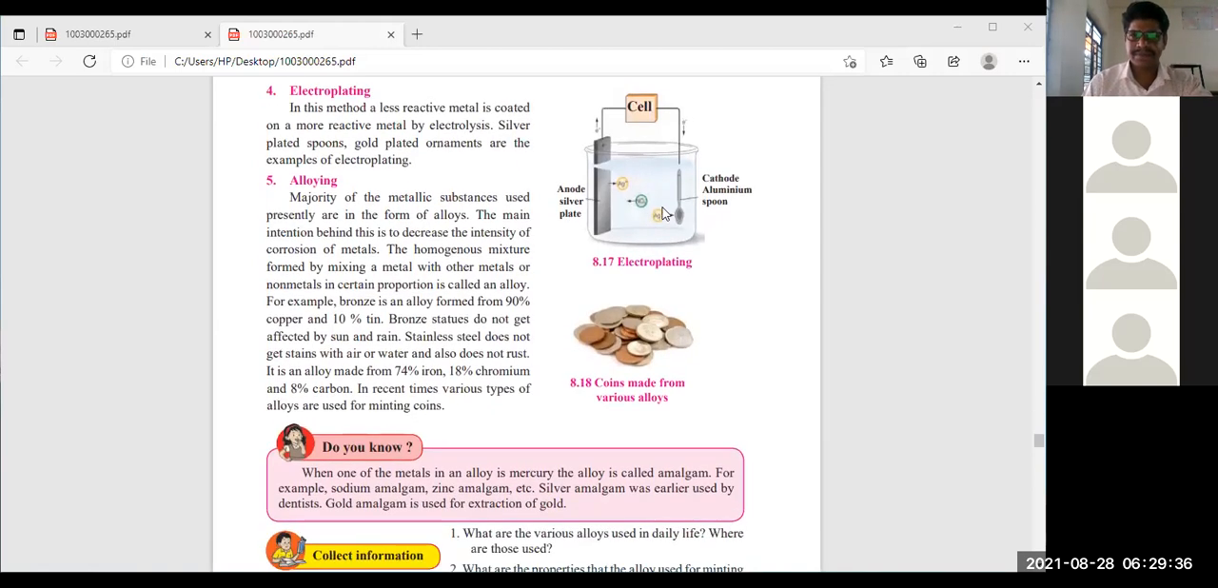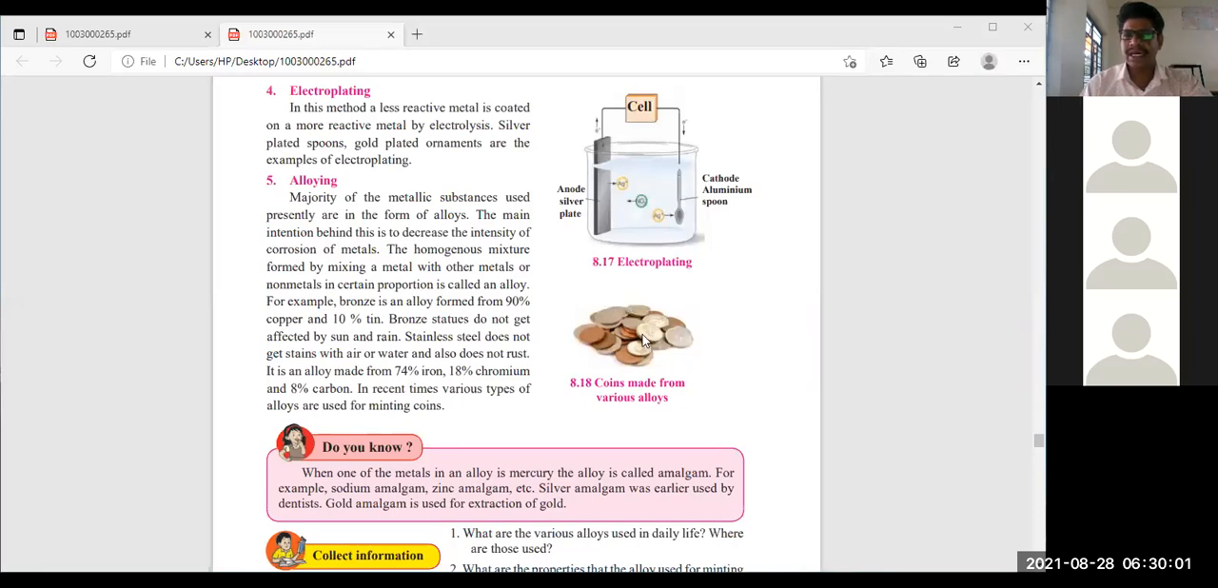Now alloying. Alloying means what happens? Can you tell me what is an alloy? An alloy is a mixture of one or more metals. Yes, very good. So an alloy is a mixture of metals mixed together, and then we can make articles from it and use them.